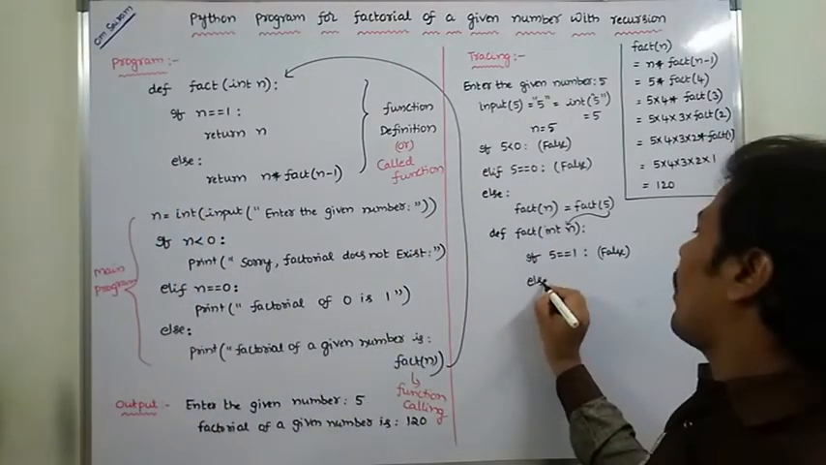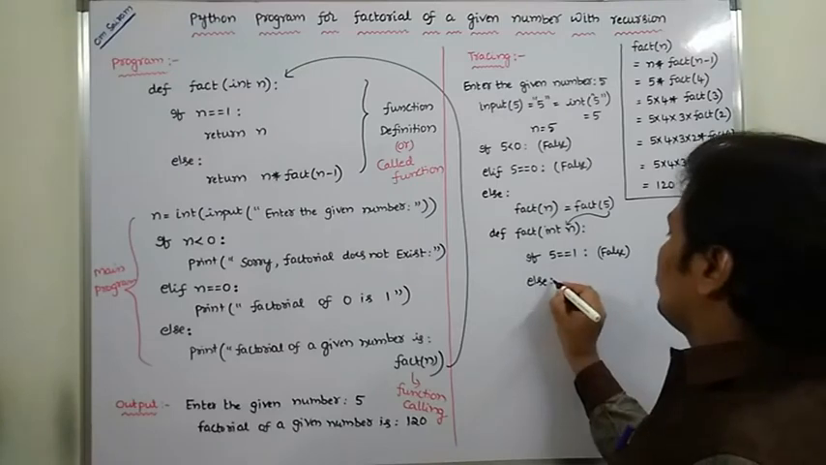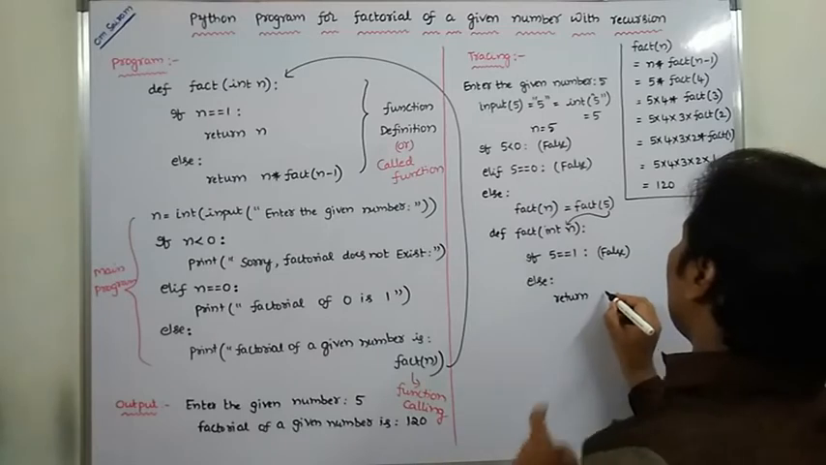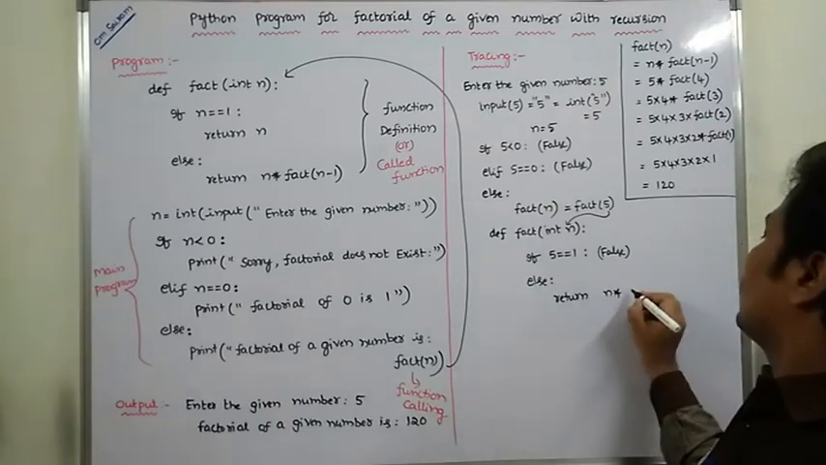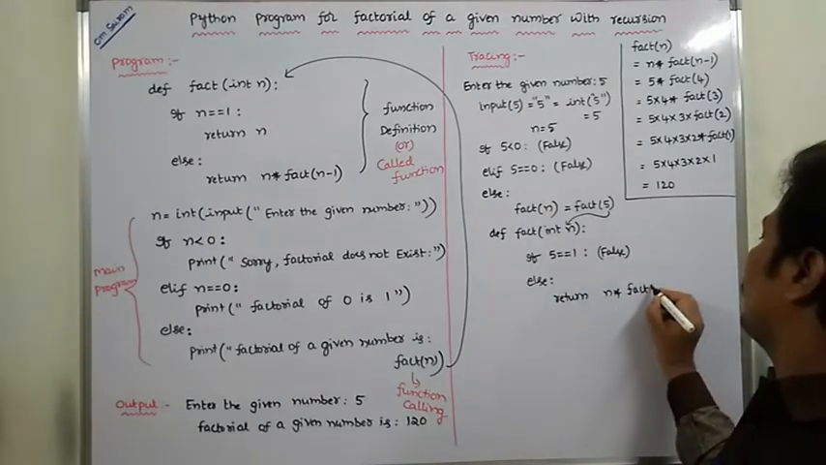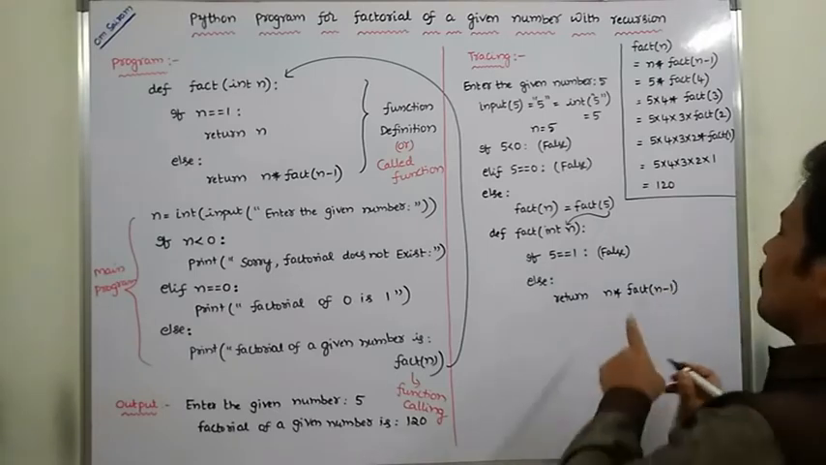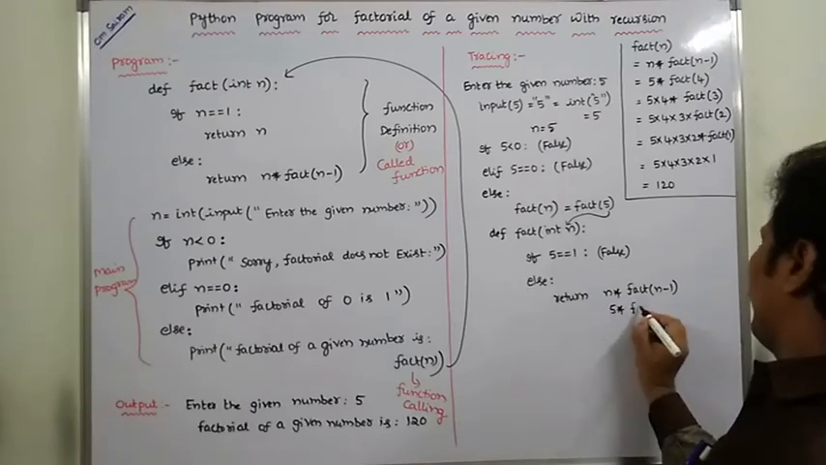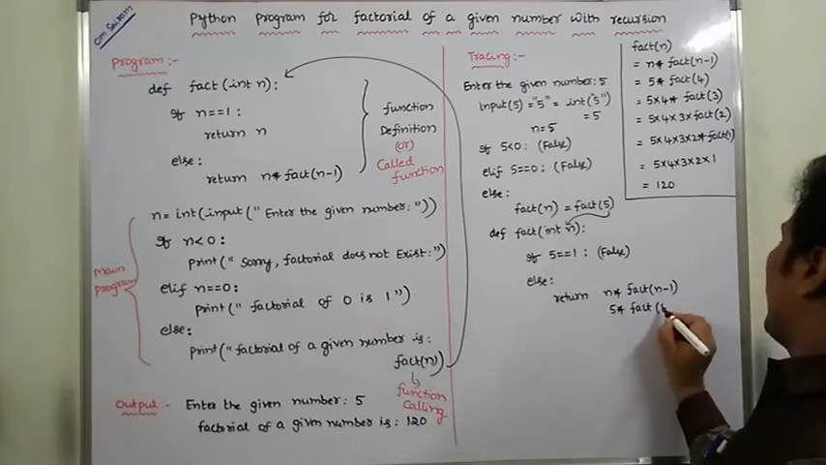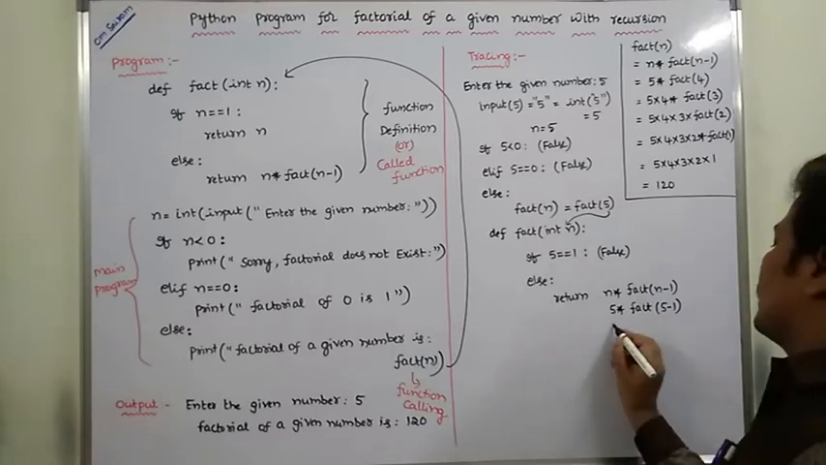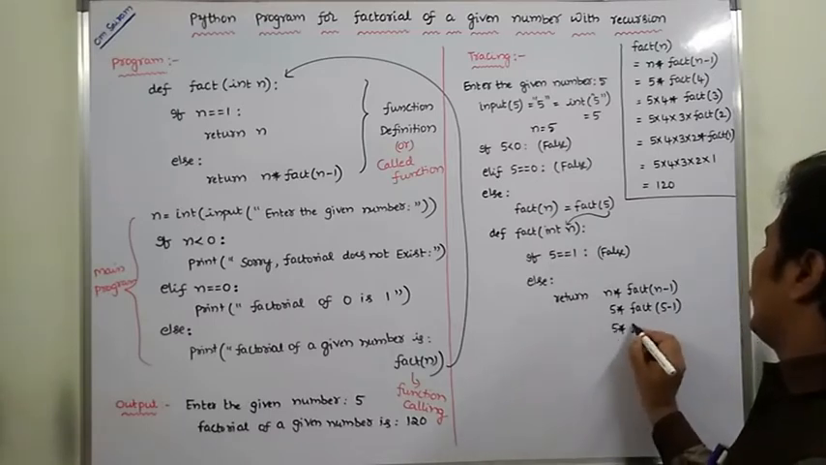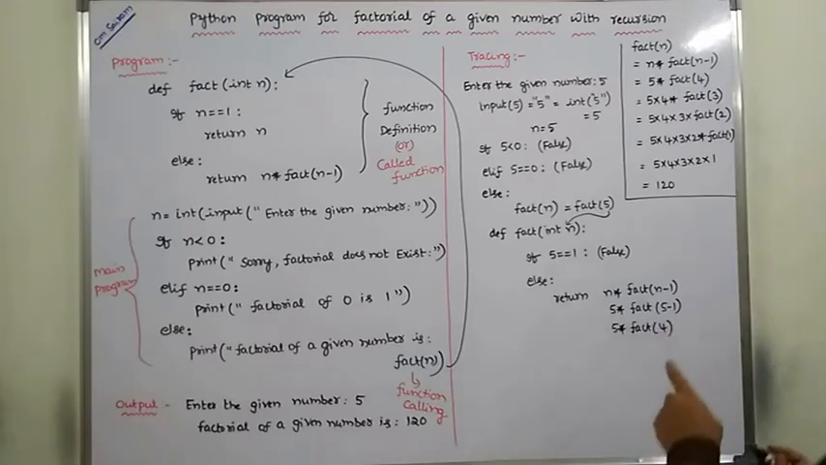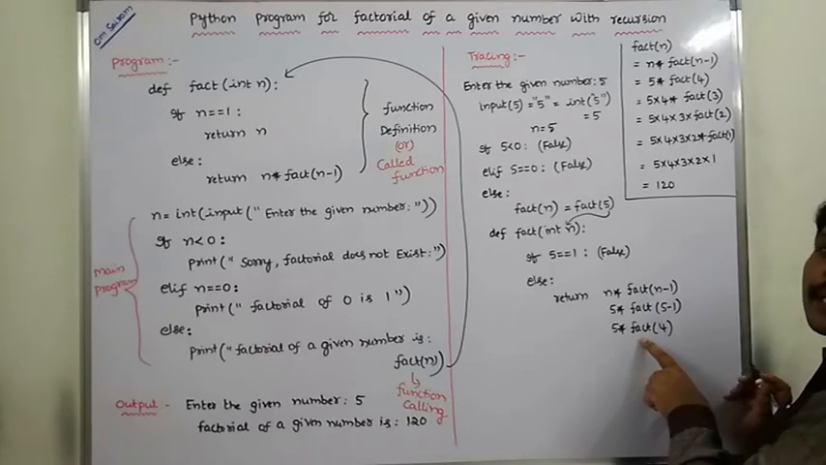Here in the else block, return n into fact of n minus 1. Here what is the n value? 5. So 5 into fact of 5 minus 1. That means 5 into fact of 4.